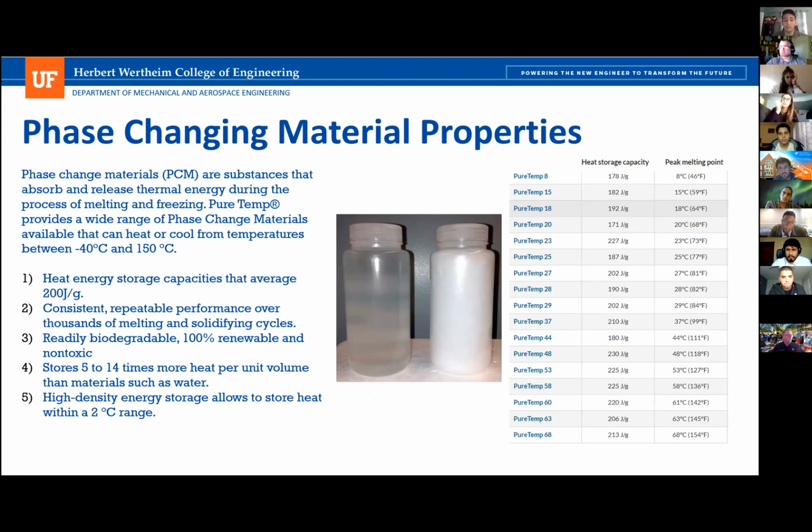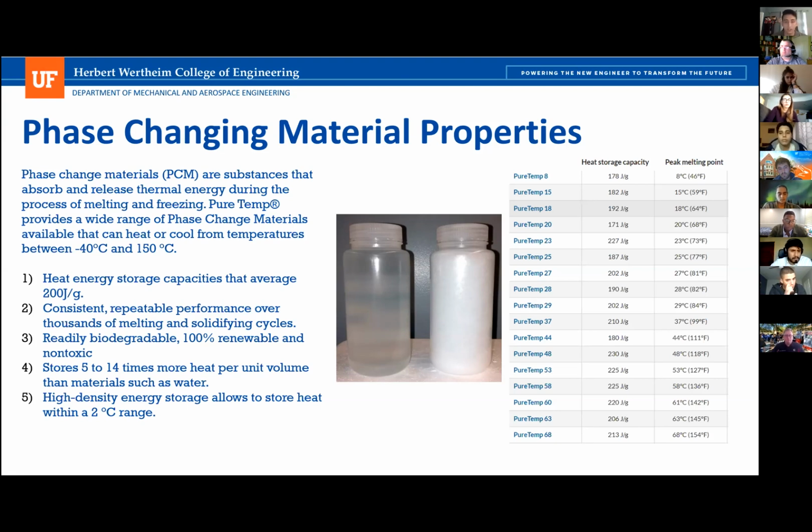So some of the advantages that they have: the heat energy storage capacities average 200 joules per gram. They have consistent, repeatable performance over thousands of melting and solidifying cycles. They're readily biodegradable, 100% renewable, and non-toxic. They store 5 to 14 times more heat per unit volume than materials such as water, and they're relatively accurate. They can store heat within a 2 degrees Celsius range.